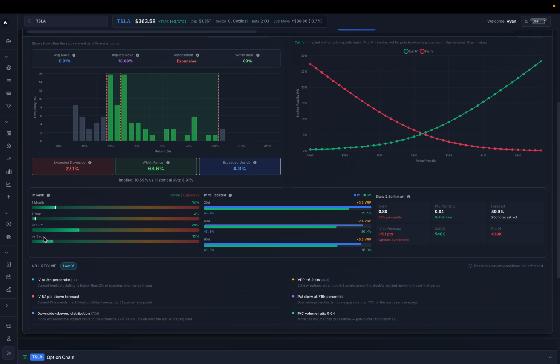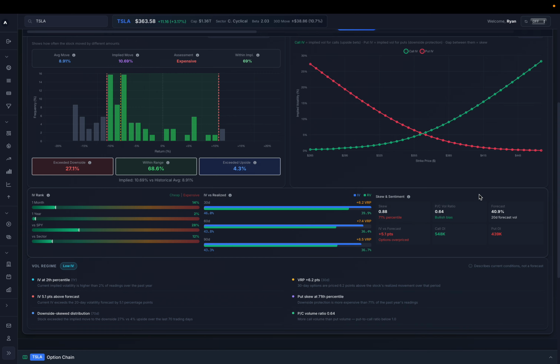So if you're trading correlation or dispersion, you may buy Tesla vol versus the sector as the IV rank is at 12%, as an example. We then show IV versus realized, so the 30-day IV versus the realized IV, 60-day and 90-day. And then we show skew and sentiment here. So we show what percentile the skew is in. That's the put call skew, the put call vol ratio.